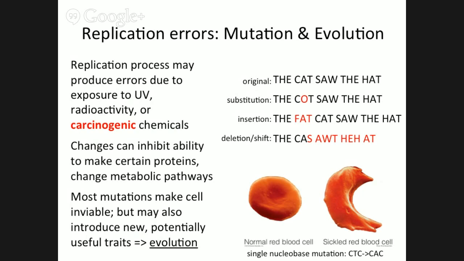Now, lots of mutations are bad for us, but of course, mutations are also the driver for evolution, right? Lots of mutations are bad because those changes might not be something that an organism can survive with. But occasionally, a mutation will come along that makes that organism more likely to survive or gives an advantage. And those are the ones that are passed on, and this is the whole process of evolution.